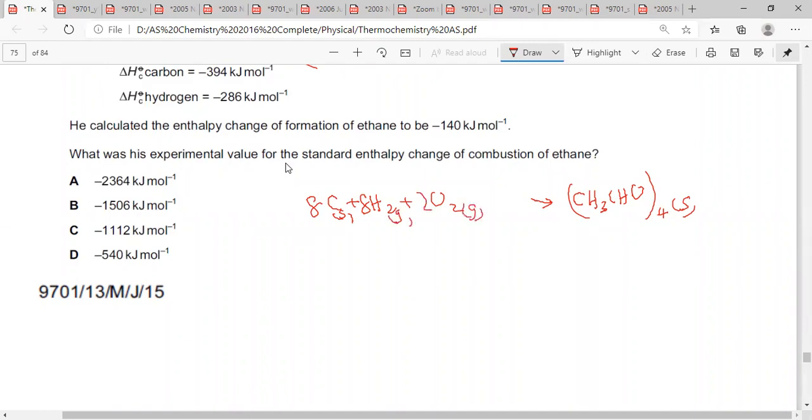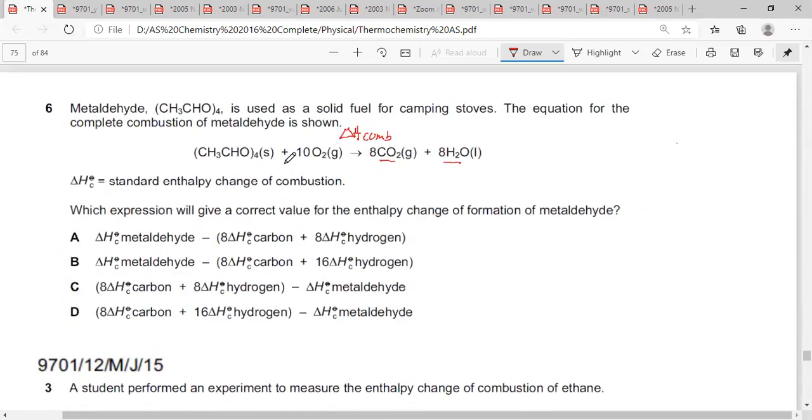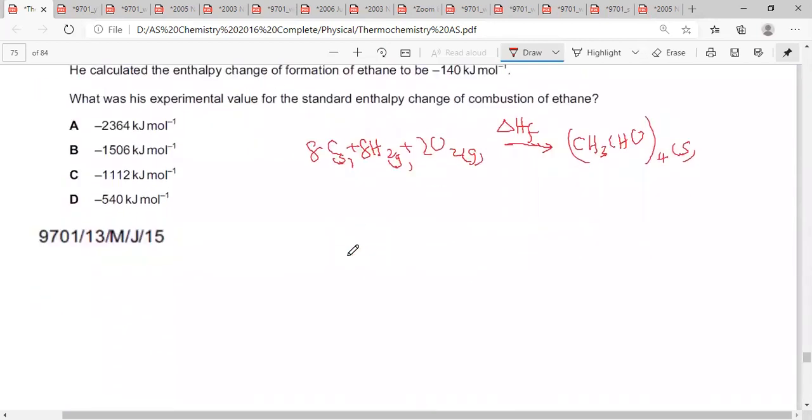Okay, now this is the heat of what? Heat of formation. This is what they want. Which expression will give you the correct expression for heat of formation? Now they gave you a few things here: combustion of carbon, combustion of hydrogen, and combustion of methaldehyde. Which means all are combustion, very simple. So I need to finish the whole thing by combustion.